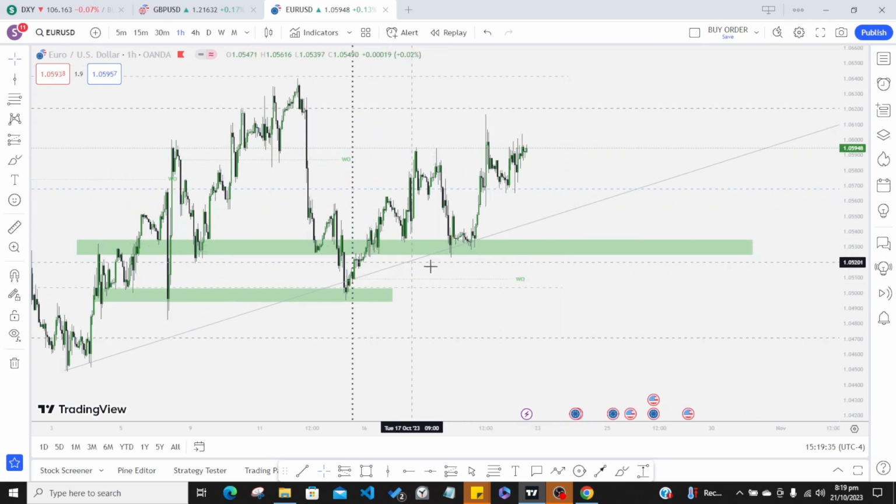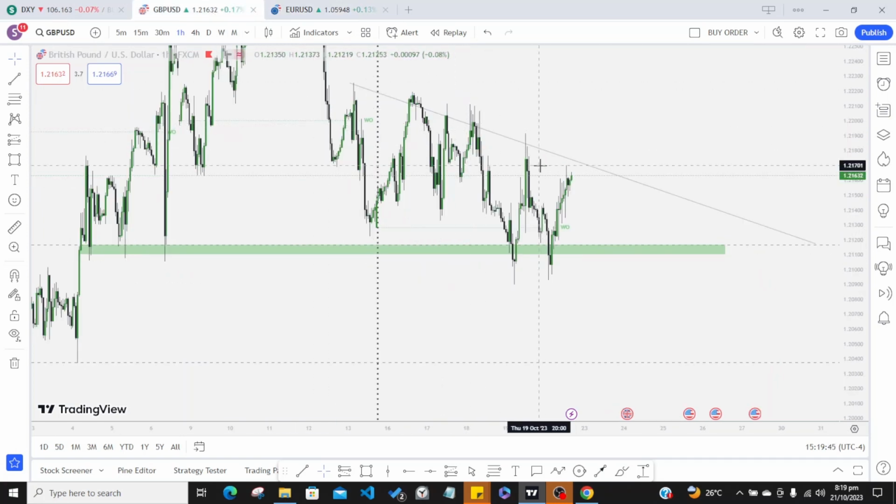So if you took a buy on Euro USD, you would have made money this week, while taking a sell or a buy on GBP USD, you most likely would have lost money, unless you took a buy from this down, from this extreme support here. So yeah, this is just a quick review of what happened this price action week.